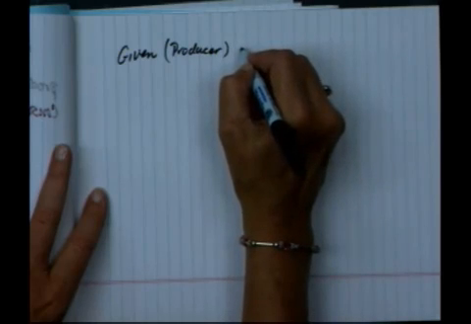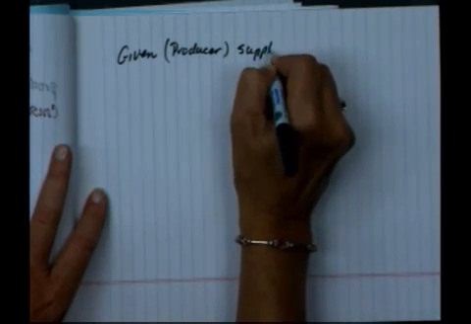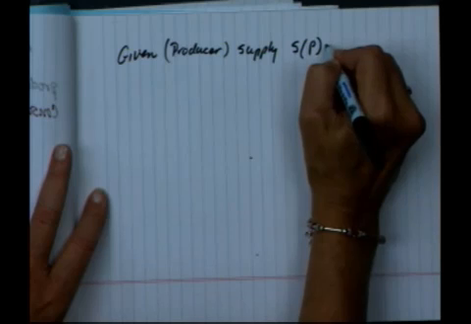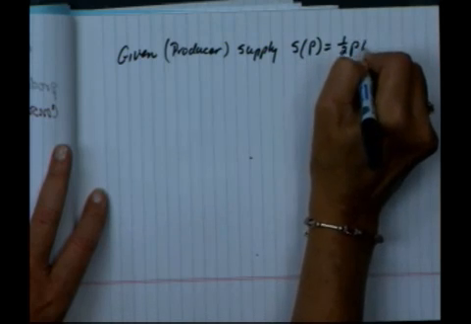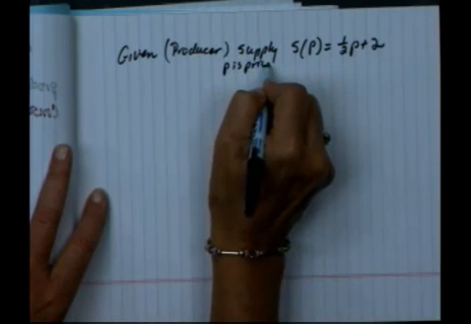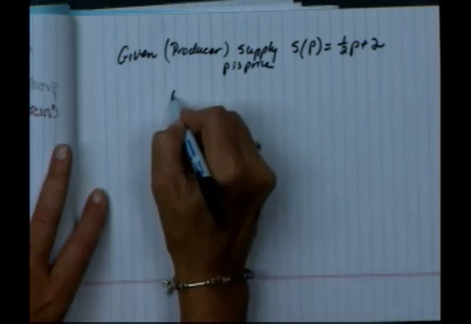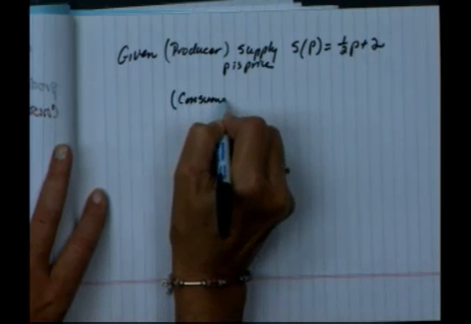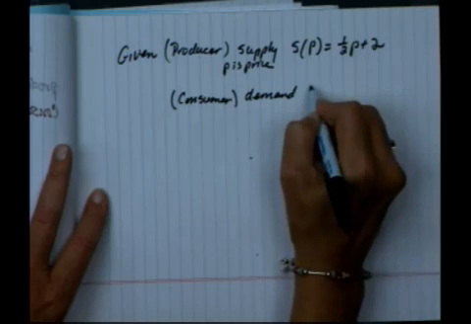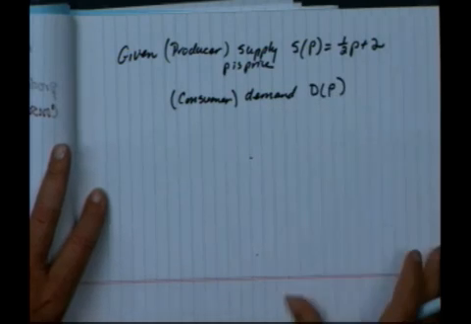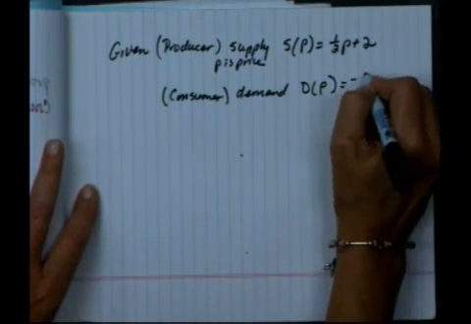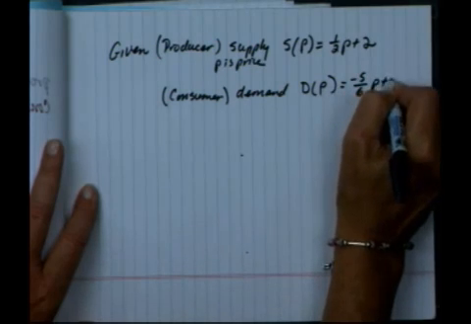We're given that the supply function is S at P, where P is price, equals 1/2 P plus 2. P is price. We're going to be given the consumer, and that's called demand in your book. Demand. And we'll call that D at P. Okay? And the equation for that is minus 5/6 P plus 10.